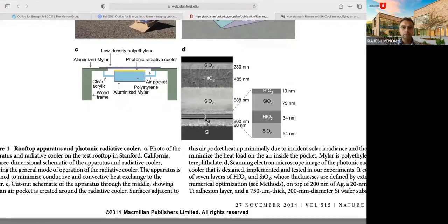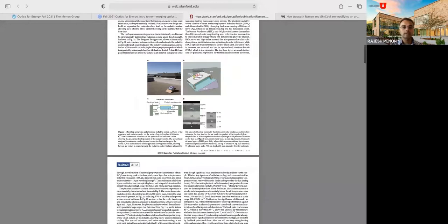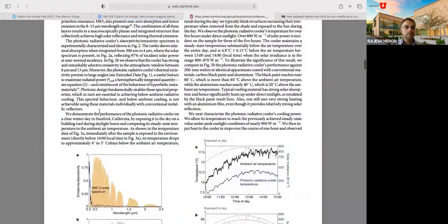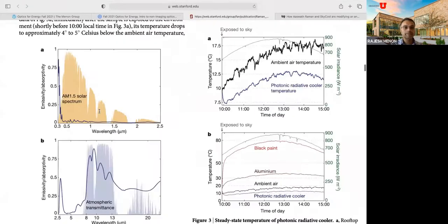It's a multi-level structure with different materials, and it is designed using computational techniques in order to emit at those wavelengths that are transparent relative to the atmosphere. Now, I won't go into the details, but they're very precisely defined. But the nice thing is that these can be deposited over large areas, potentially at low cost. Not quite low cost yet. They're trying to do this through a startup company, but it's not quite there yet.